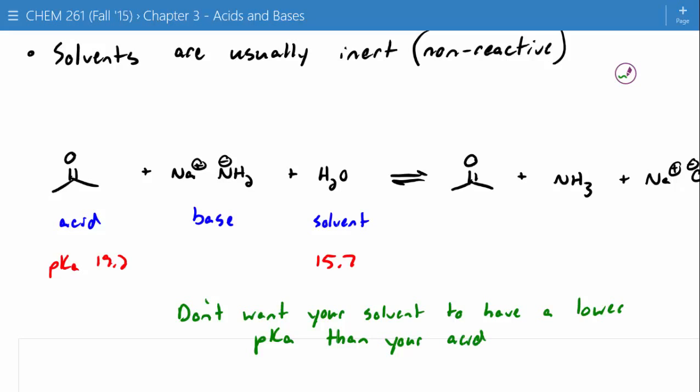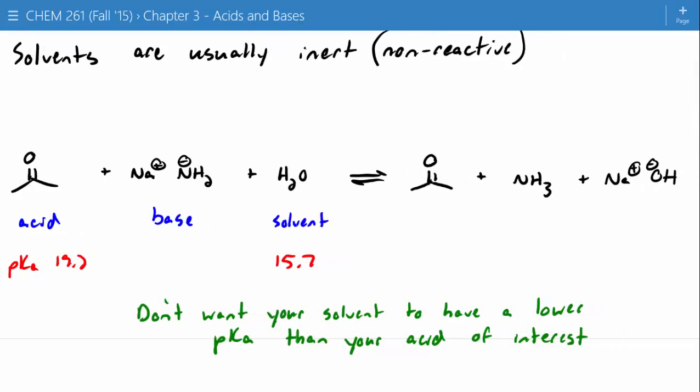What if that happens? Yeah, that's a good question. In this case where our solvent has a lower pKa, our base will just preferentially deprotonate all of our solvent, and we don't deprotonate the acid that we wanted to deprotonate, right? So we do have to choose a solvent usually with a higher pKa than our acid. Otherwise, we'll just react all of our base with our solvent and end up with nothing but sodium hydroxide in the end.